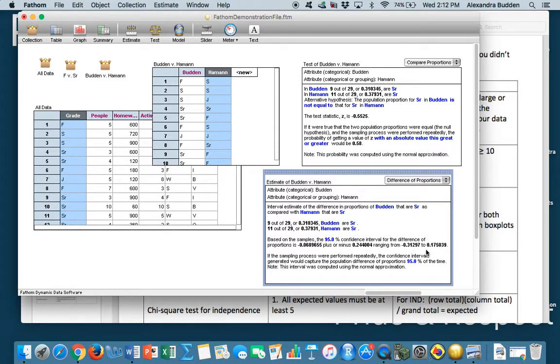This is our confidence interval. The difference in the proportion of seniors between my class and Mr. Hammond's class is somewhere between negative 0.31 and 0.175. Because 0 is in the interval, that indicates to us that it's possible that the two classes have the same proportion of seniors. It doesn't mean for sure that they do, just that it's possible, which confirms the test that we did earlier.